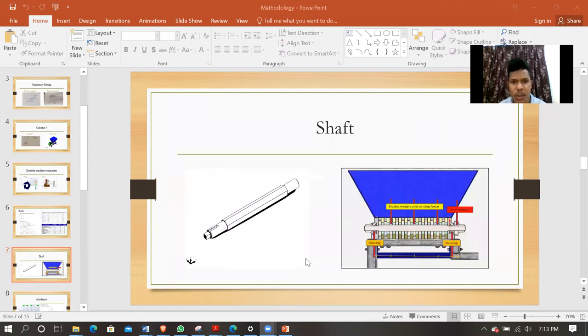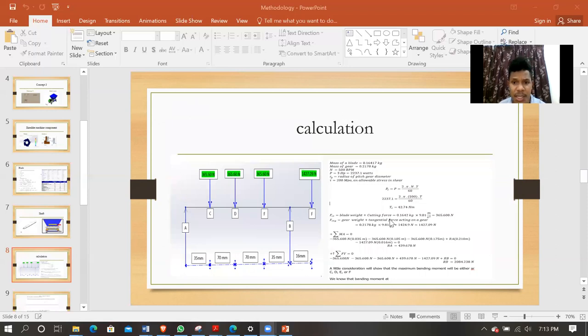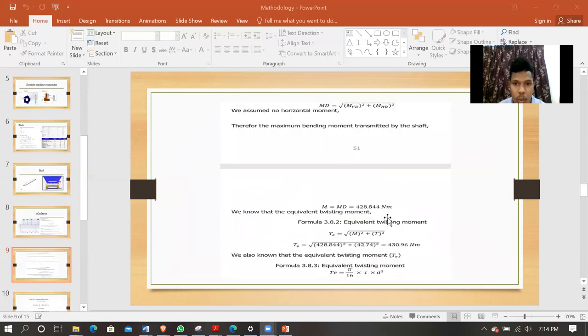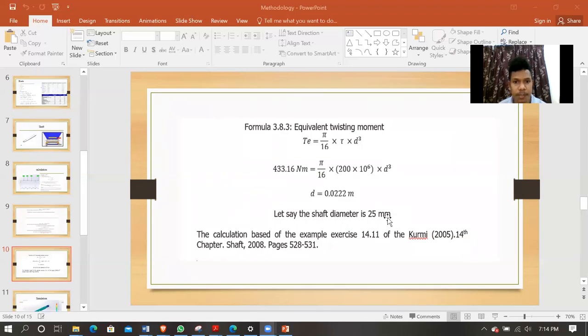Next, I'm going to explain the shaft. For the shaft, we will see the force acting on the shaft, the gearing, and the force of the cutting blade. With these calculations, we will find the diameter of the shaft from the power transmission to the shaft. We input the data: the power of the motor is 3 horsepower and the speed is 500 rotations per minute. From these calculations, we got the diameter of 25 millimeters.